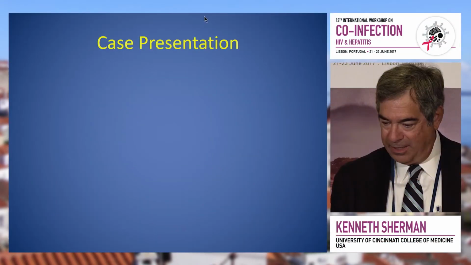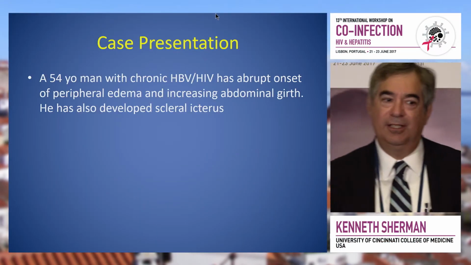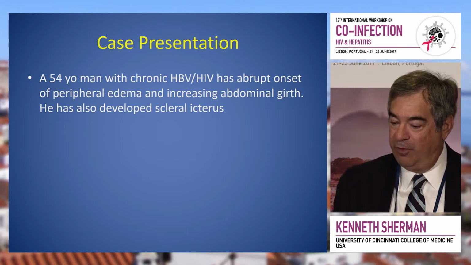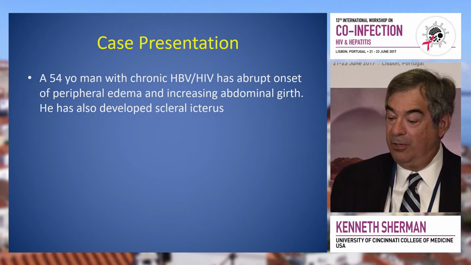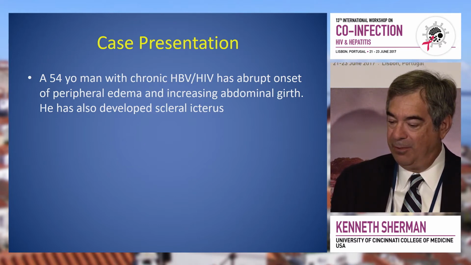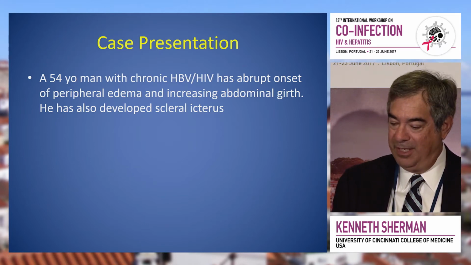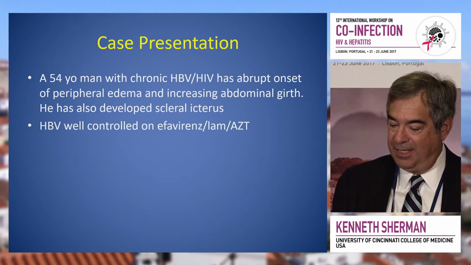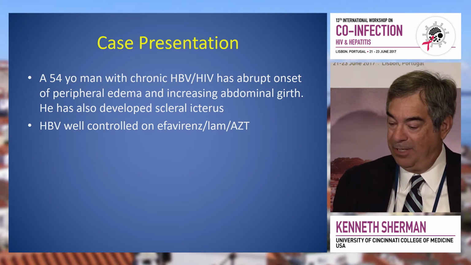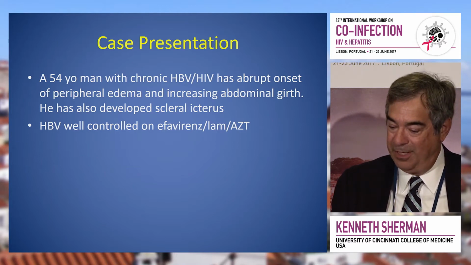We're going to start with a case of a patient that we saw in our hospital. The patient is a 54-year-old man who had known chronic hepatitis B and HIV, and he presented with abrupt onset of peripheral edema and increasing abdominal girth. He had also developed scleral icterus. His HBV and his HIV had been well controlled on an efavirenz, lamivudine, AZT regimen, so clearly an older regimen.